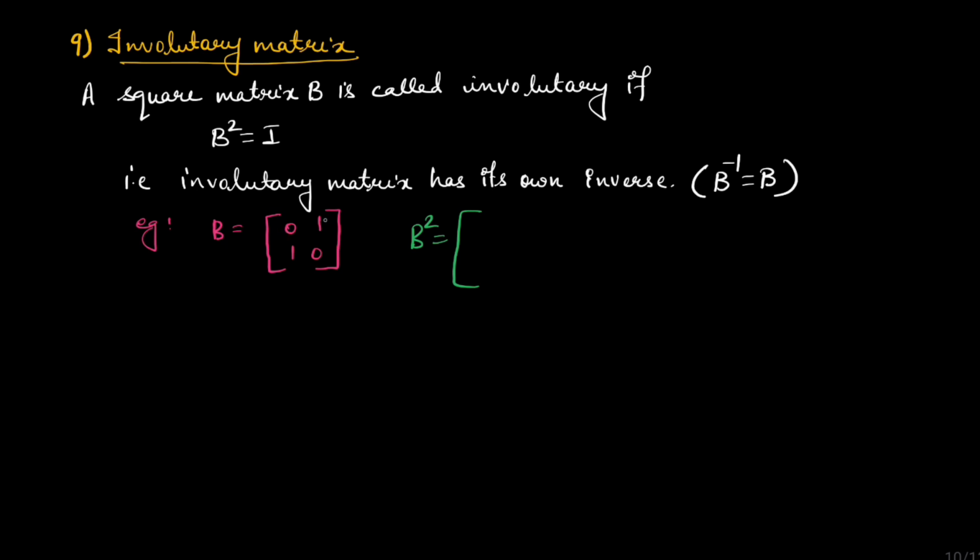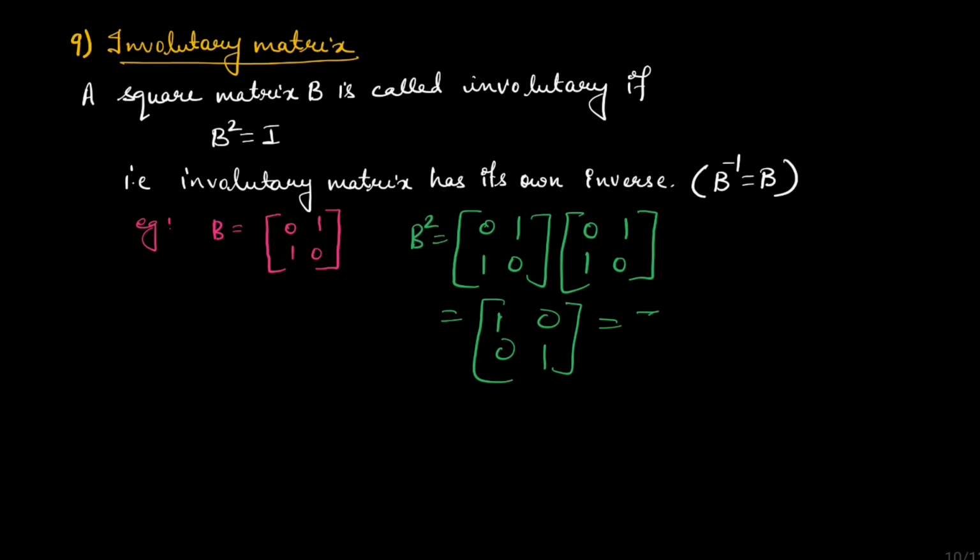What are you going to get? It will be [0 1; 1 0] into [0 1; 1 0]. So what do we get? We have 0 into 0 plus 1 into 1, which is 1. This will be 0 and this is again 0 and this is 1. So this is nothing but our identity matrix of order 2 cross 2. So we can say that since the square of the matrix is coming out to be the identity matrix, this is my involutory matrix.